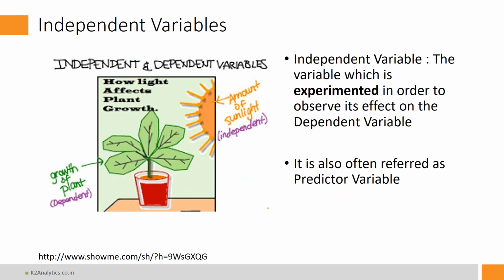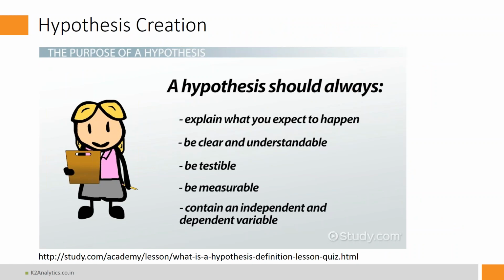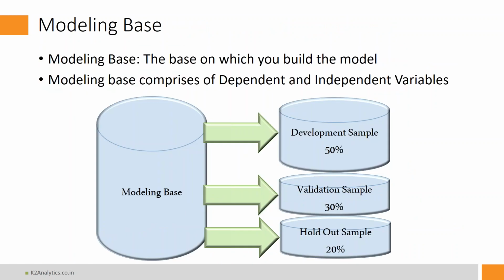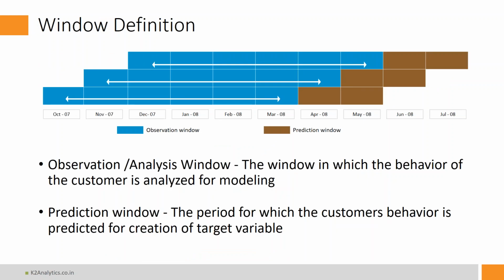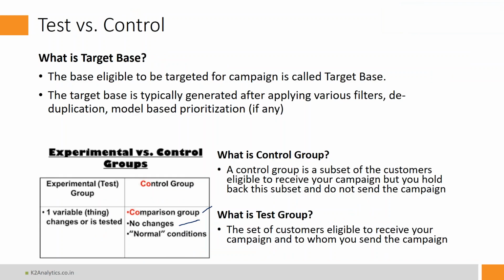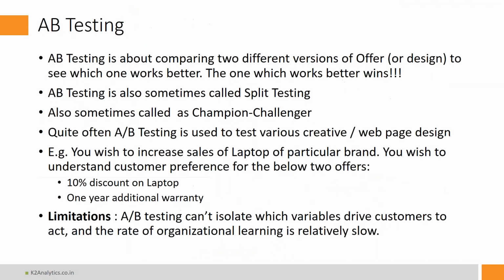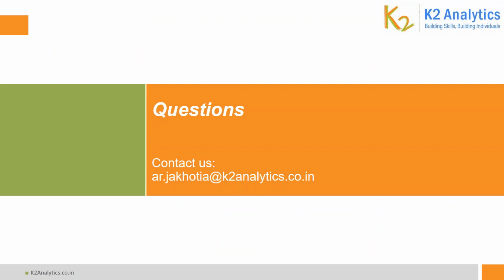Dependent variables, independent variables. Hypothesis creation, hypothesis testing, model development, validation, holdout, window definitions, observation window, prediction window, test and control. Test and control is from an implementation point of view of a model. Without test and control, you cannot compare whether the model and campaign is performing or not performing. A/B testing. These are the concepts that we have covered. Now we will move to logistic regression. Before we move to logistic regression, let us take a quick 10 minutes break.